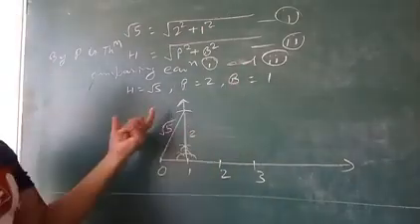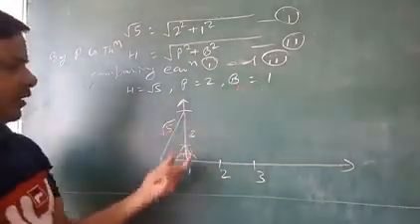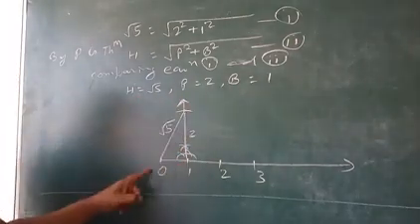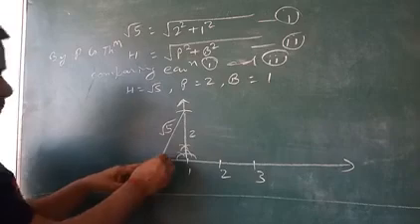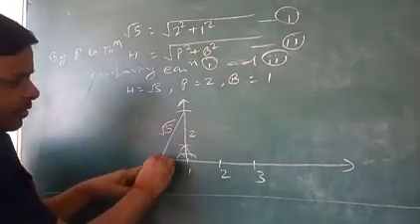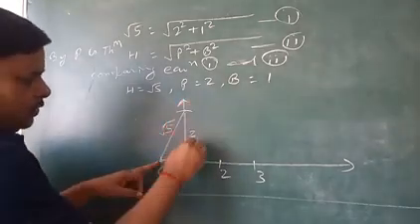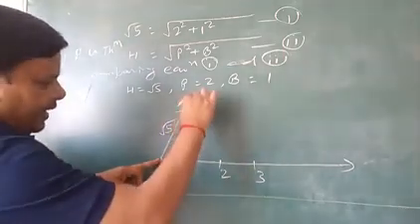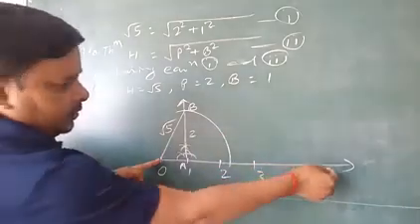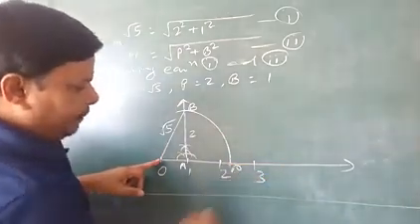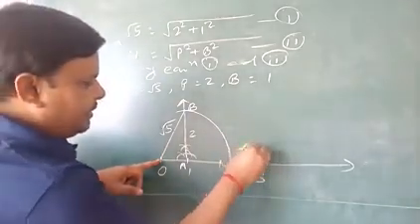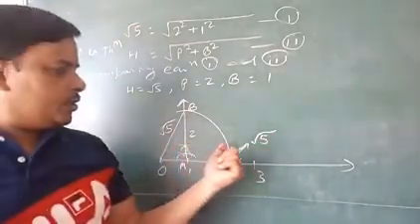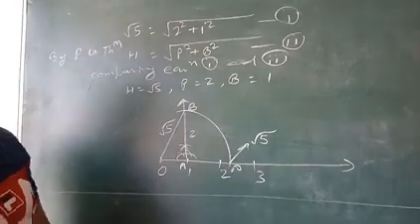Now there will be a right angle triangle whose base will be 1 and perpendicular will be 2. Then its hypotenuse will be root 5. By taking O as center and of radius OB, we will draw an arc which intersects the number line at point P. This point P is root 5. By this way we can show root 5 on the number line.